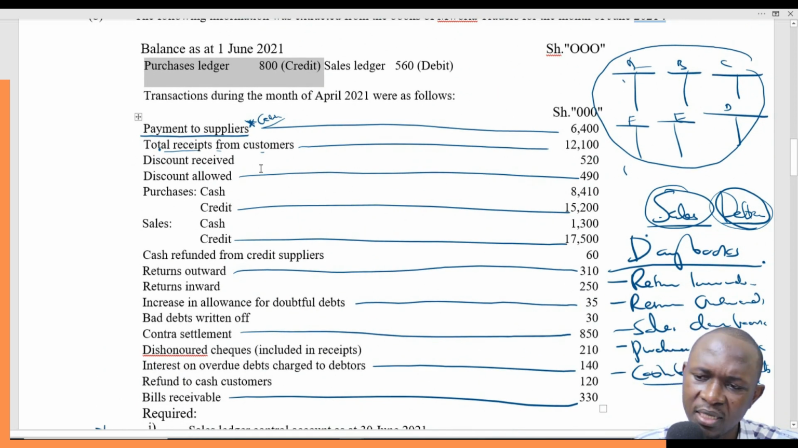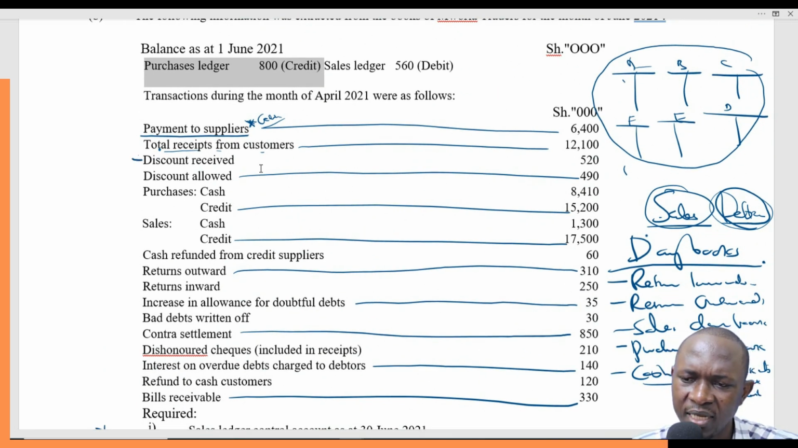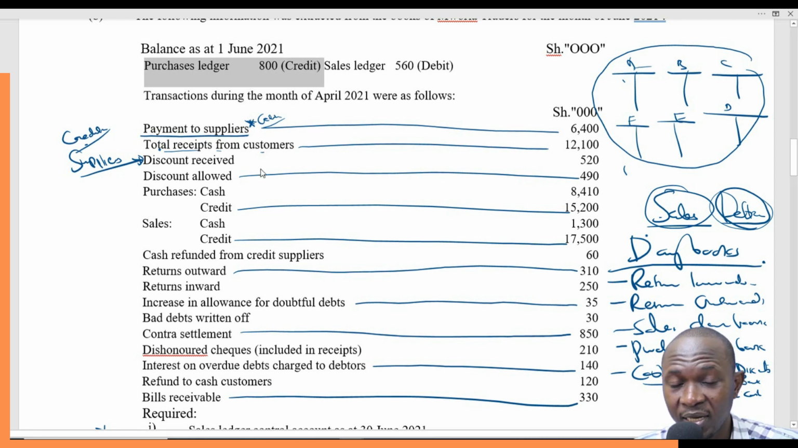Discount received. Discount received has nothing to do with the debtors, because it is the business that receives discounts from the suppliers. We receive discount from the suppliers, and suppliers will transform to creditors if we don't pay for their goods in cash. So discount received, this one we will leave out. It affects the purchases.